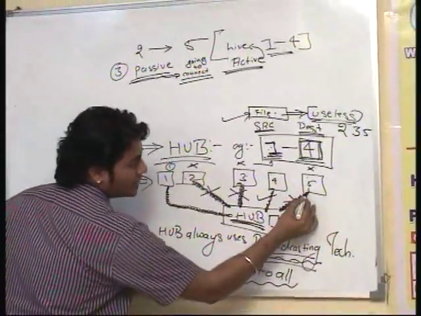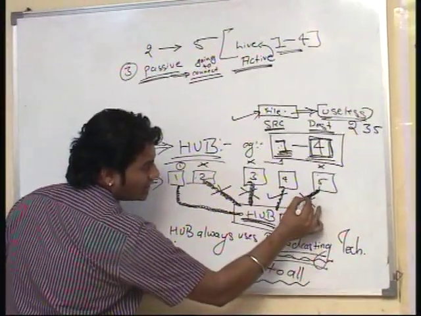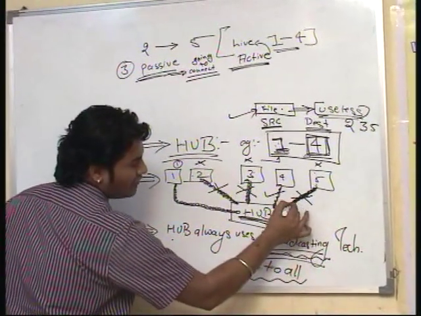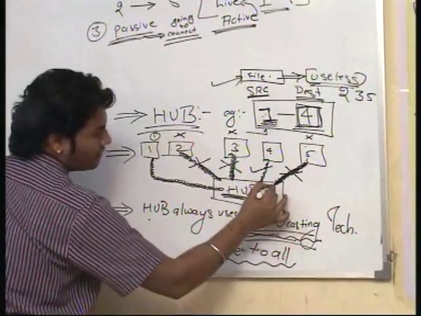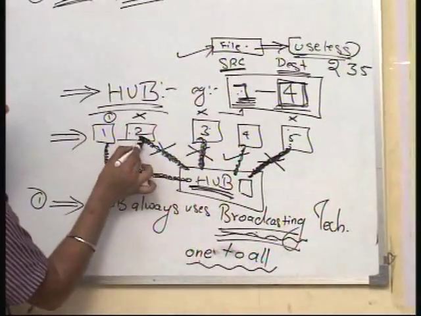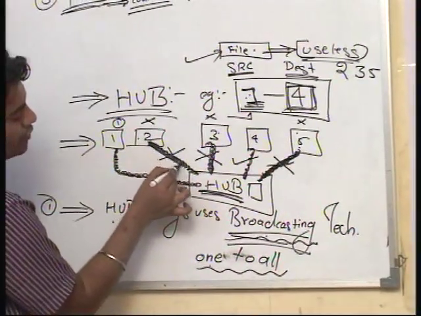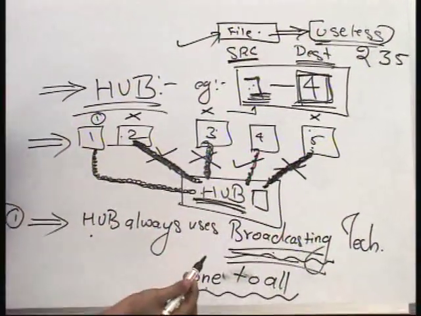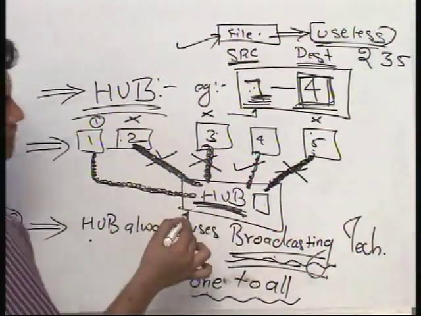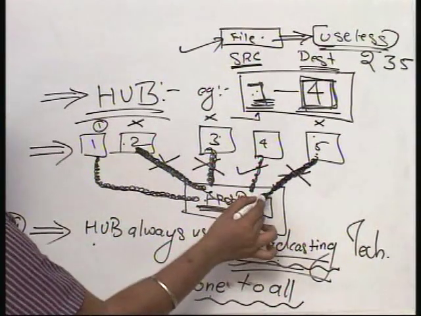So concentrate. For example, the data is getting transferred from PC number 5. It is going to come over here. At the same time, the reply from PC number 2 is going to come here. What happened? There is a collision. How has the collision happened?